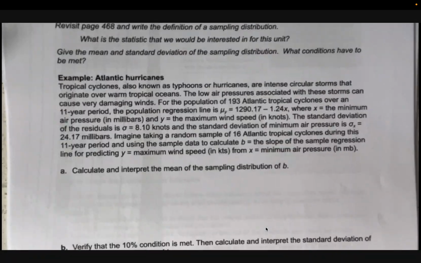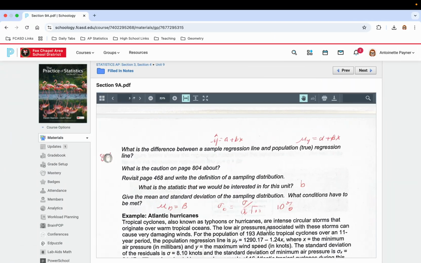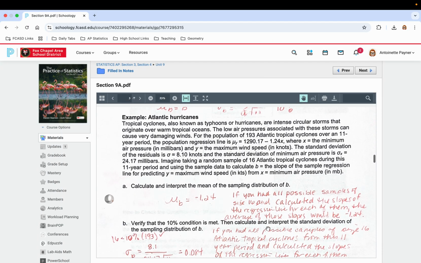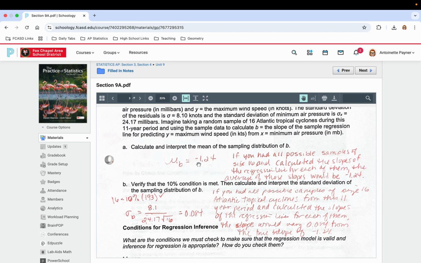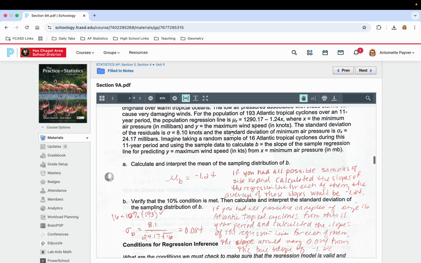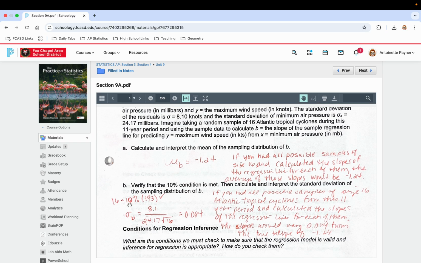If I flip back over to my notes here in Schoology, mu_b is just equal to beta. So if I had all possible samples of size 16 and calculated the slopes of the regression line for each of them, the average of those slopes would be that, all right? So if I could take all possible samples of size 16 from this 193, 16 is less than 10% of 193. I plugged everything into the formula.